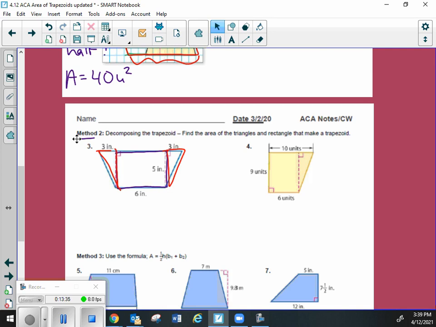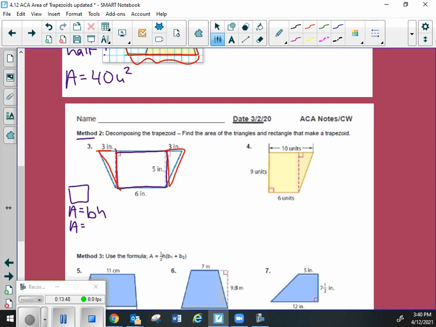Okay, so let's start with the rectangle. What's the formula for a rectangle? A equals b times h. Okay, substitute in our values. The base of that rectangle is 6. Thank you, Daniel. And our height of that rectangle is 5. 6 times 5, so therefore, the area would be 30. Again, is that the whole thing or just part of it? Just part of it.